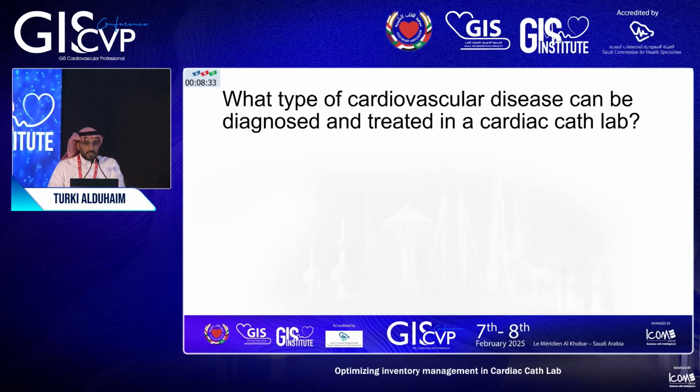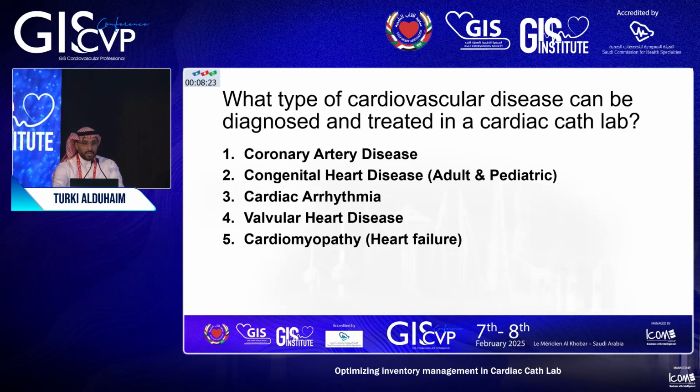So what types of cardiovascular disease can be diagnosed and treated in the cardiac cath lab? We are doing a lot of procedures, and for diagnostics we are checking coronary artery disease, congenital heart disease, adult and pediatric, cardiac arrhythmia, valvular heart disease, and cardiomyopathy for heart failure.